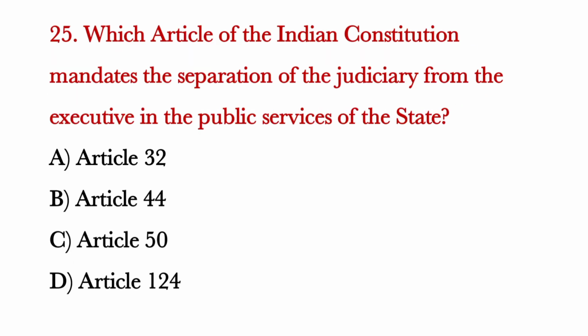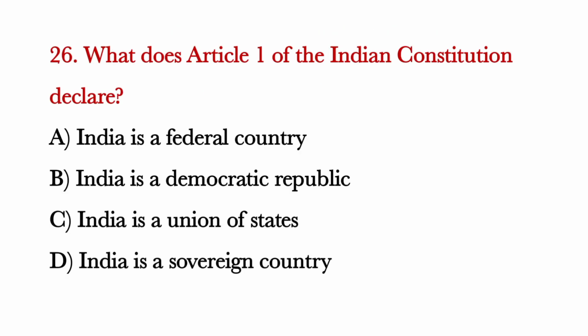Which article of the Indian Constitution mandates the separation of the judiciary from the executive in the public services of the state? Correct answer is option C, Article 50. What does Article 1 of the Indian Constitution declare? Correct answer is option C, India is the union of states.